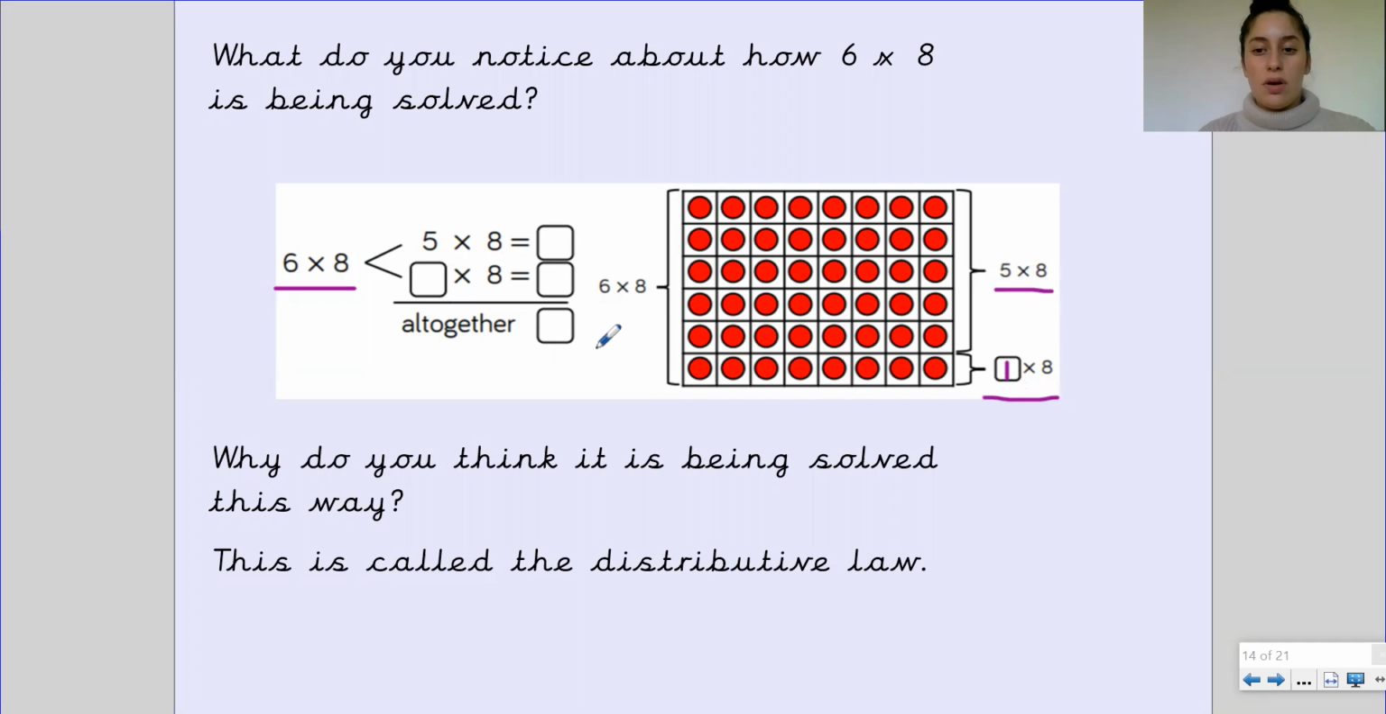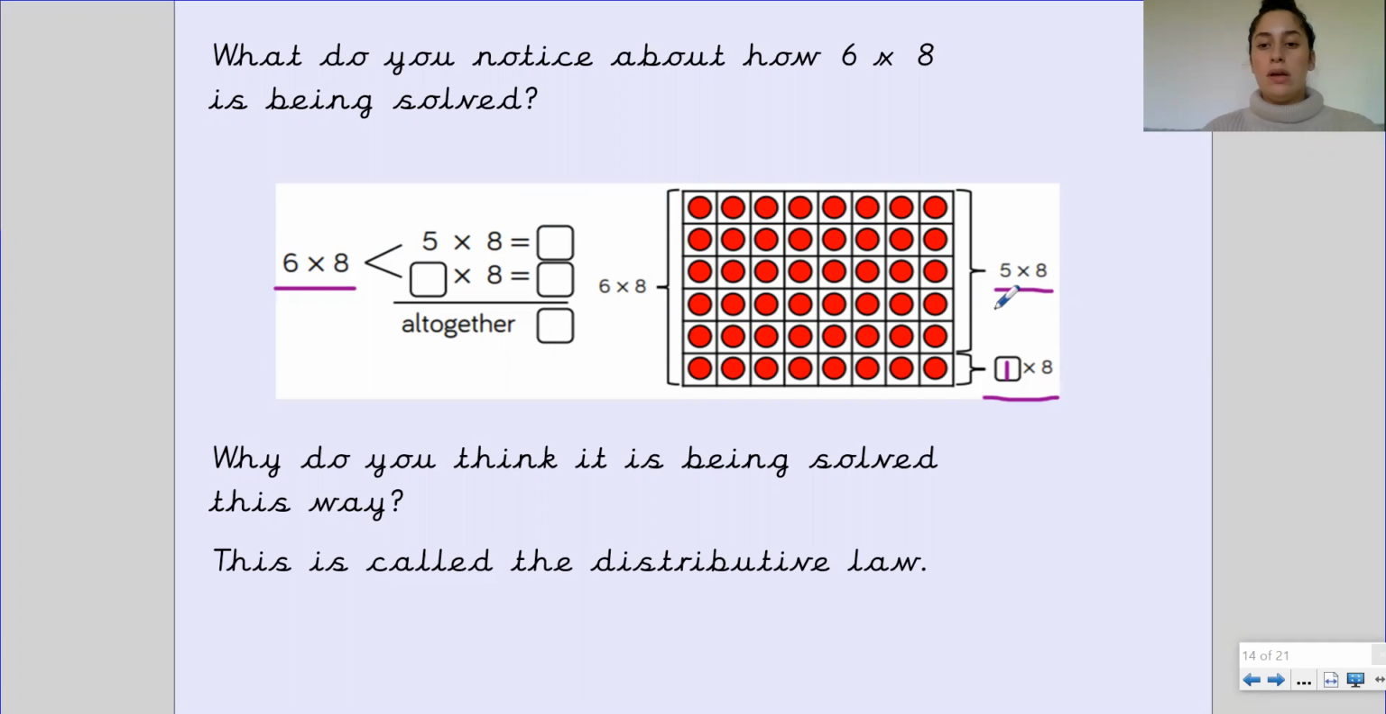So pause the video and calculate or count what 5 times 8 equals and what 1 times 8 equals. Write these multiplication number sentences down on your piece of paper with the answer. Don't worry, I don't need to see these on Tapestry. This is just a practice.